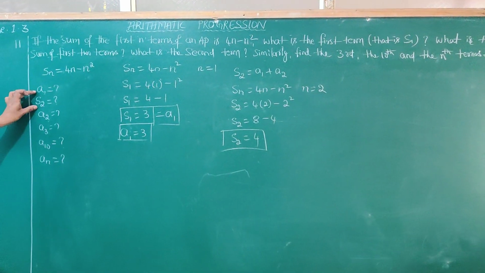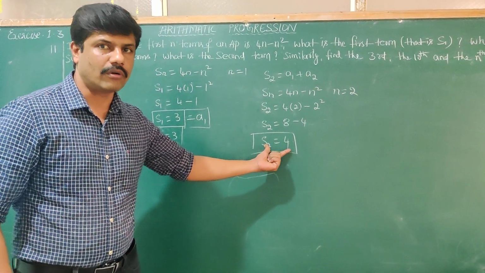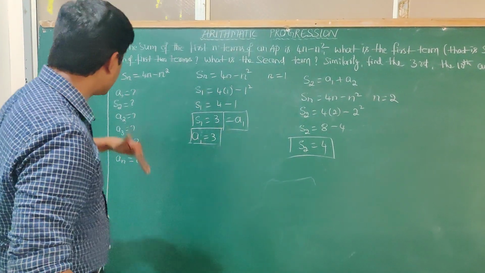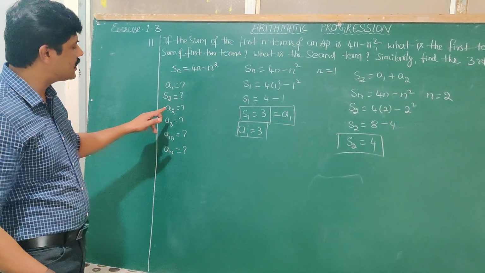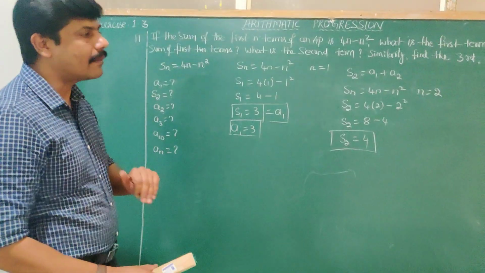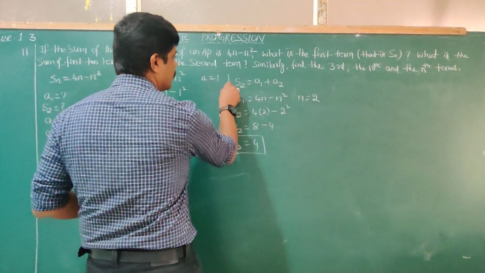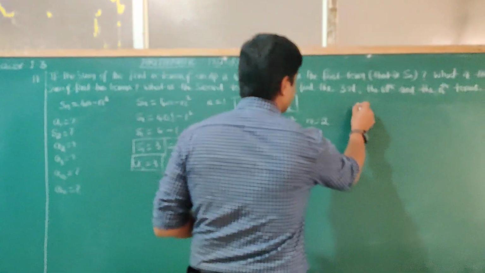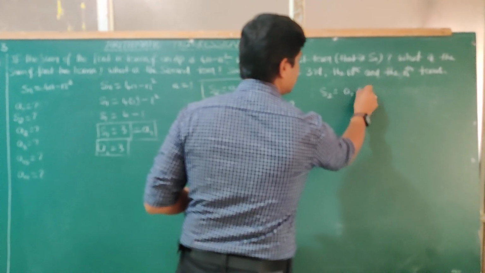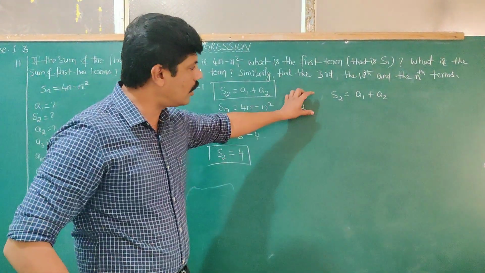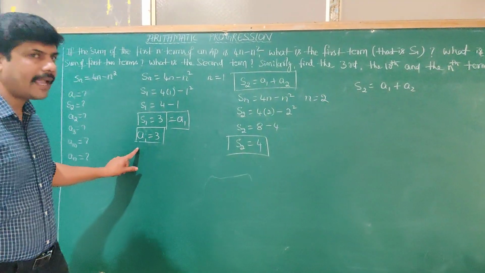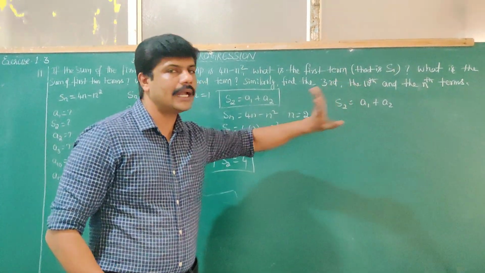Now the second one. We have got the sum of two terms is 4. First term is 3. Sum of two terms is 4. What is asked next? The question is, what is the second term? How do you find the second term? Sum of two terms is first term plus second term. Here we know S2, the sum of two terms. We know the first term also. By substituting S2 and A1 in this equation, you will get A2.